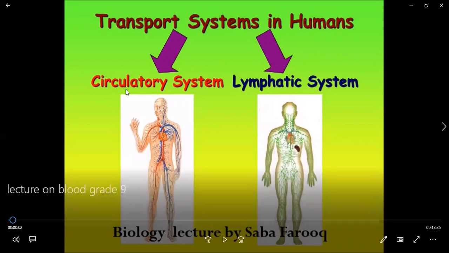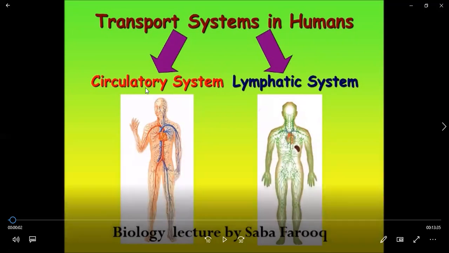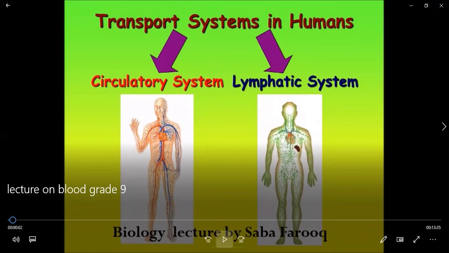The main components of the human blood circulatory system are blood, heart, and blood vessels. But in this lecture, we are going to talk about only blood. So let's see what blood is and what the function of blood is.